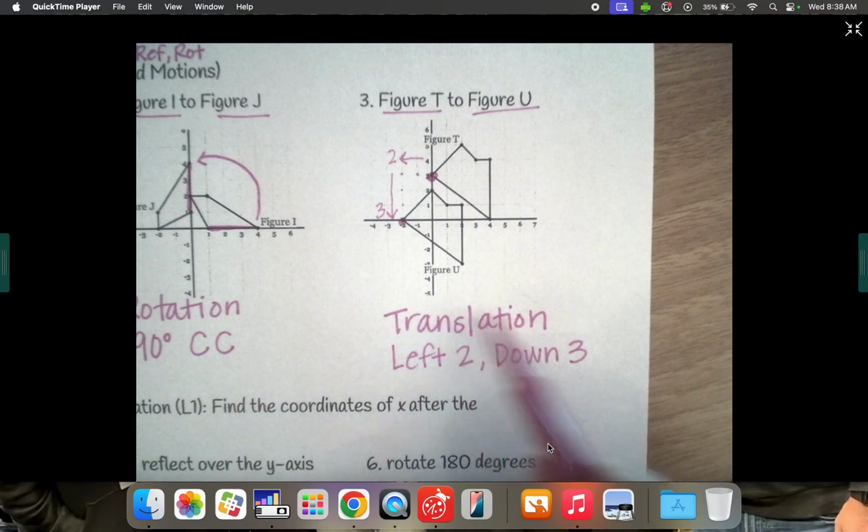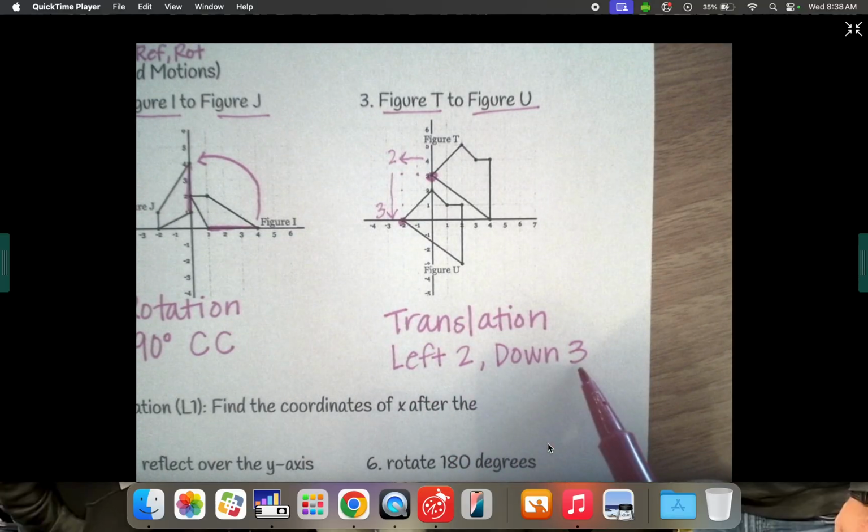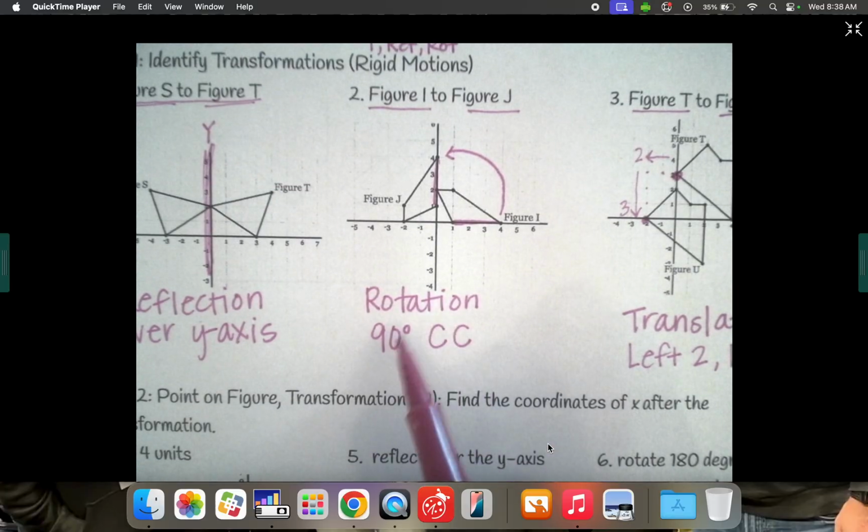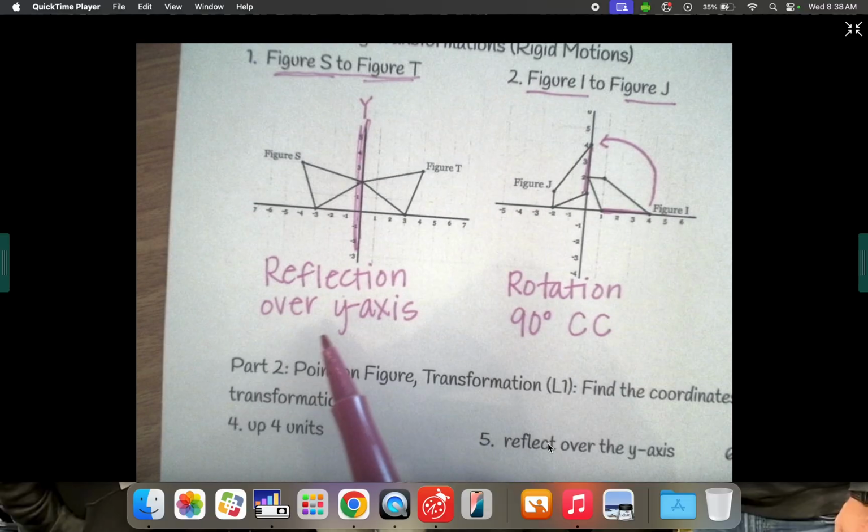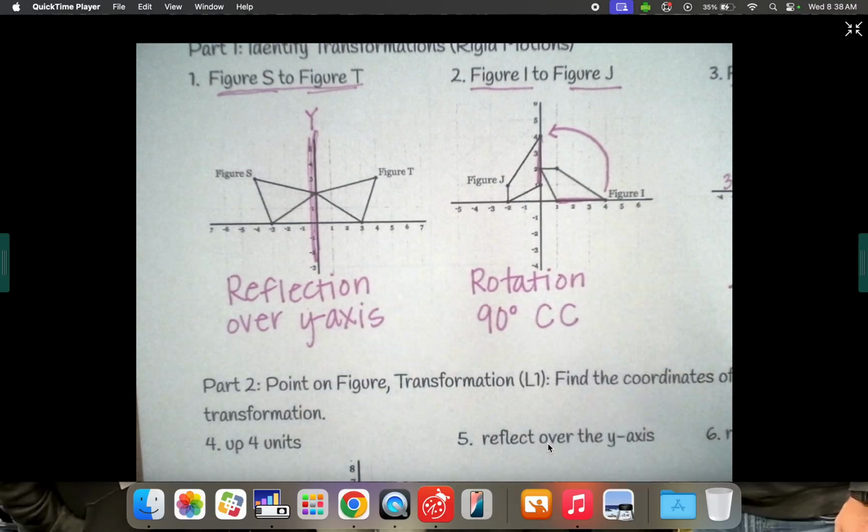Okay, so if you write translation, you need to be specific. How far did it go to the left or right? How far did it go down or up? If you have a rotation, name the degrees and the direction. And if you have a reflection, write what it reflected over.